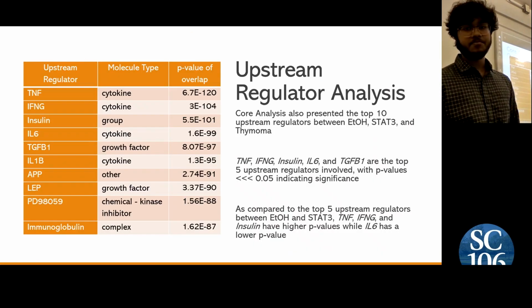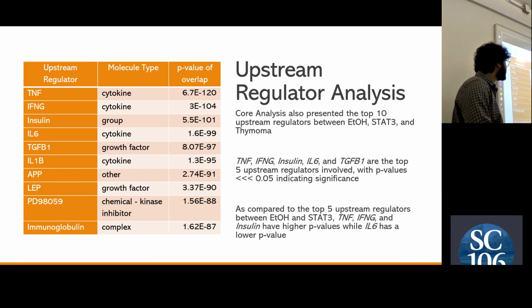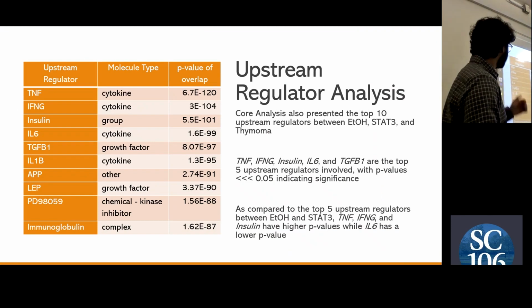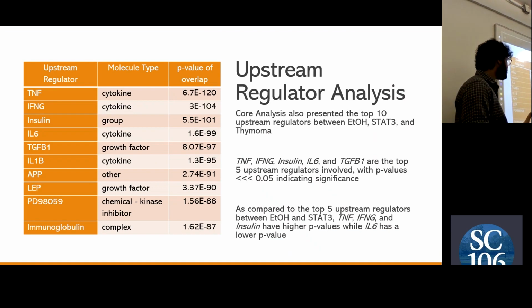And with the upstream regulator analysis, once again, the cytokines are up there as the most significant upstream regulators, but this time they have higher p-values, while IL-6 has that lower p-value.